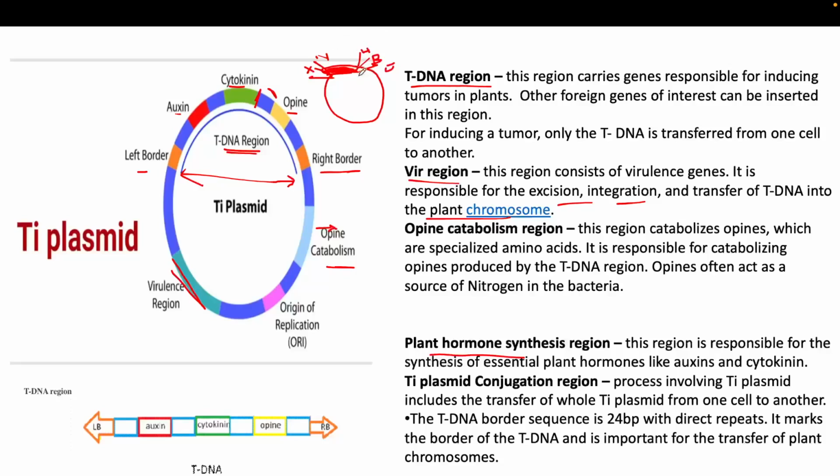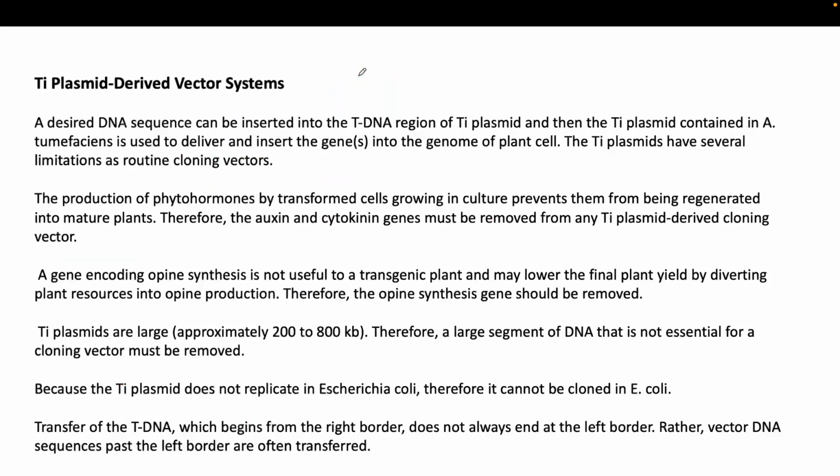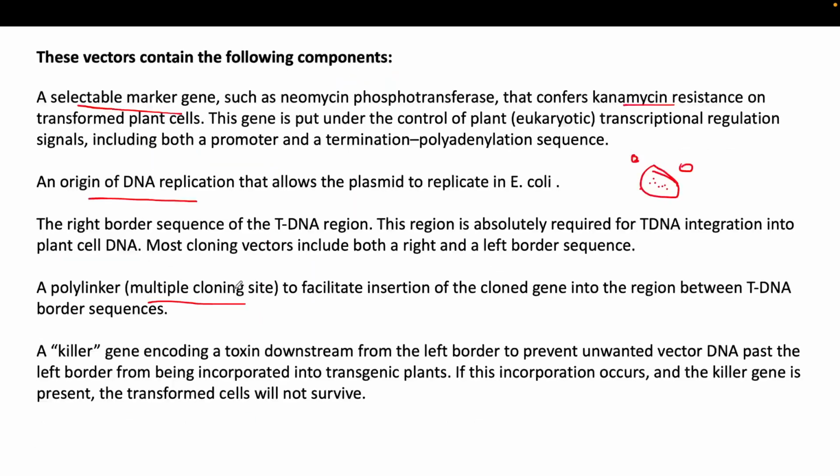Like that, the multiple cloning site should be inserted into this Ti plasmid to harbor your target gene.